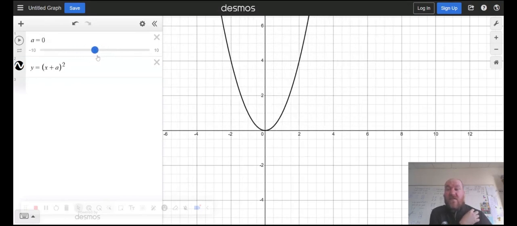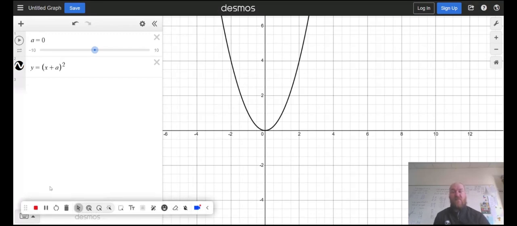So if you want to move a function to the left or to the right, you add to the x before any other operation happens to it. And that's why it's in parentheses.